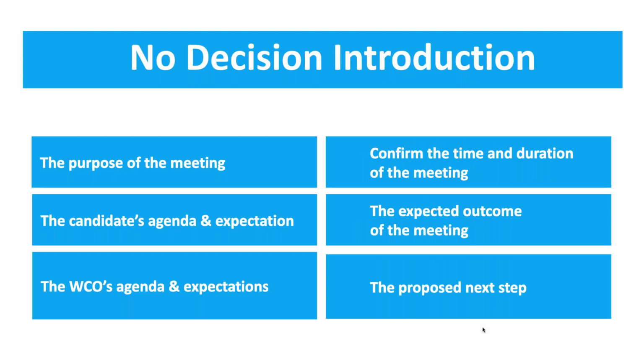So the no decision introduction, this is really just using an upfront agreement. It not only sets the agenda for the meeting, but it ensures that all parties have their expectations out in the open. It really just allows a meeting to be rescheduled or adjusted as necessary. And it really is no decision. It's no decision to the next step before the meeting even takes place.